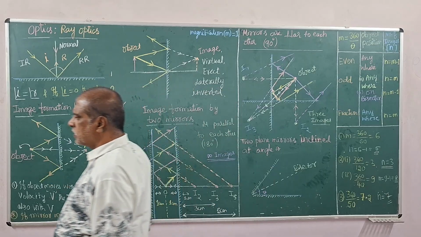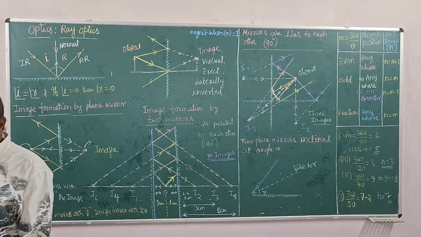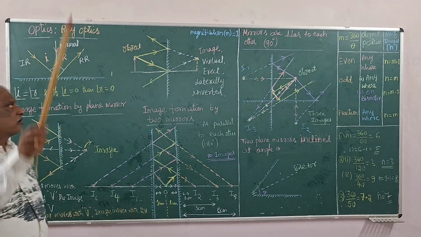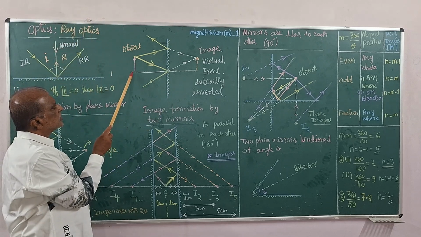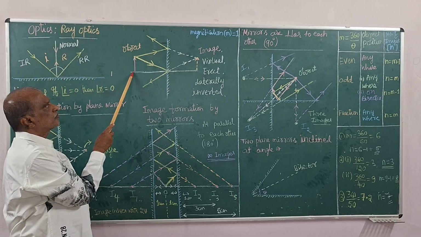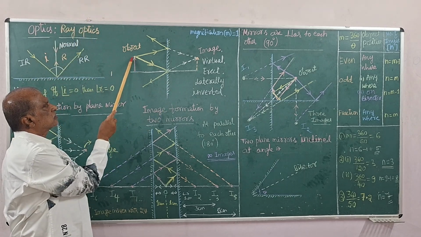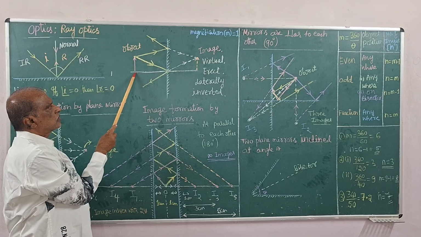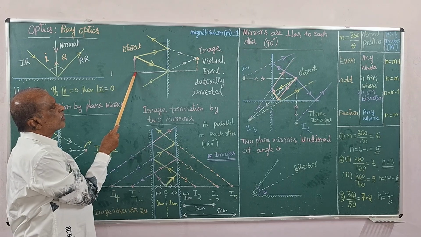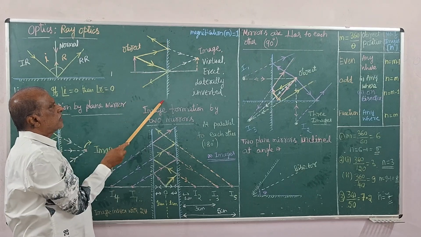This is about the point object. Let us take an object of certain size and shape, and look at the image formation on this plane mirror.